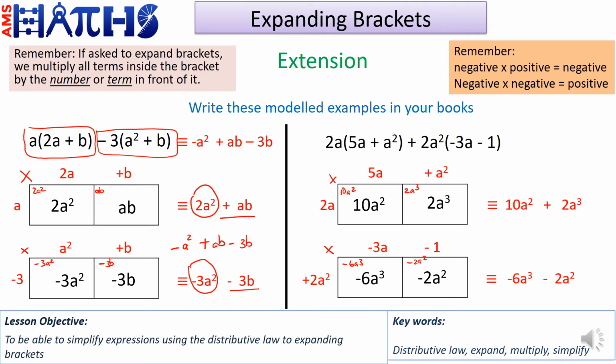And then we'll simplify. So we get 10a squared minus 2a squared, which gives us 8a squared. Make sure you're looking for like terms. And then we have 2a cubed minus 6a cubed, which gives us minus 4a cubed. So the final answer is 8a squared minus 4a cubed.